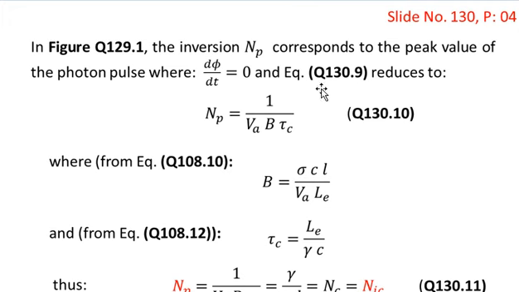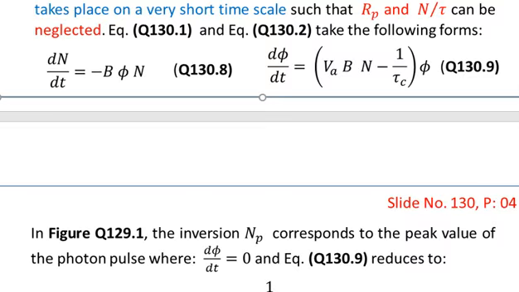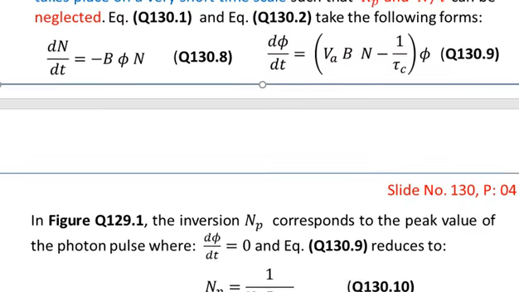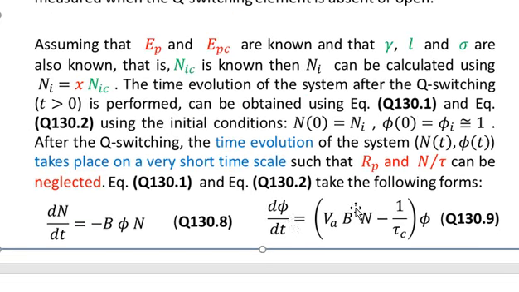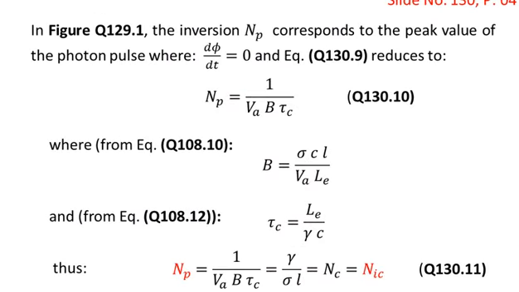So if you set dφ/dt equal to 0 in equation number 9 and solve this equation for the value of N_P, you need to set this N, which is N of t, the population as a function of time, equal to N_P. So setting N equal to N_P and dφ/dt equal to 0 and solving this equation for N_P, you can find this expression.